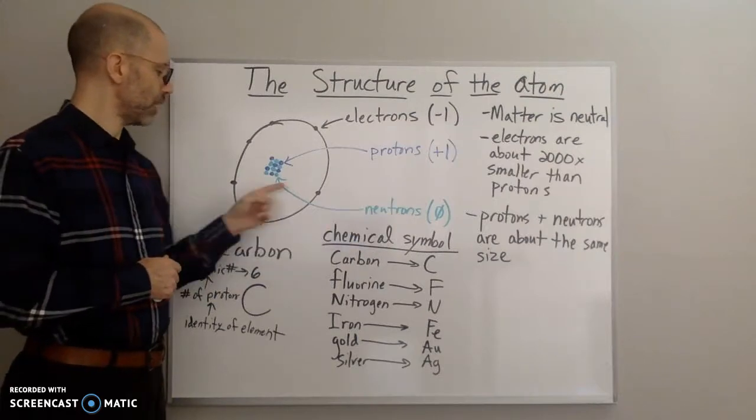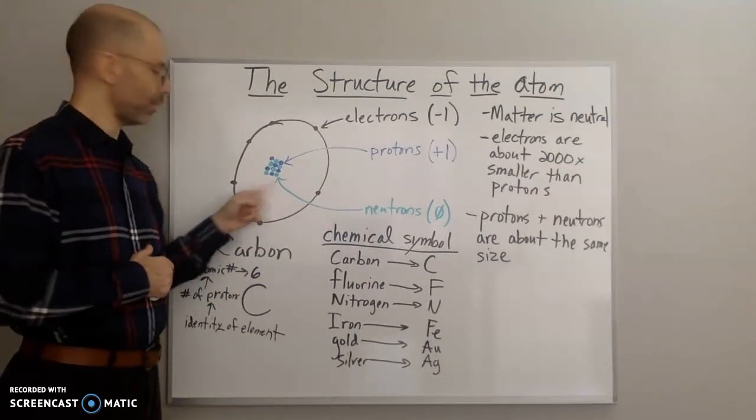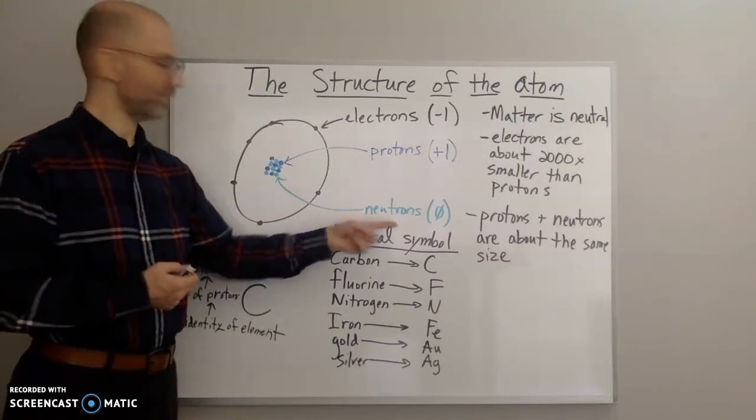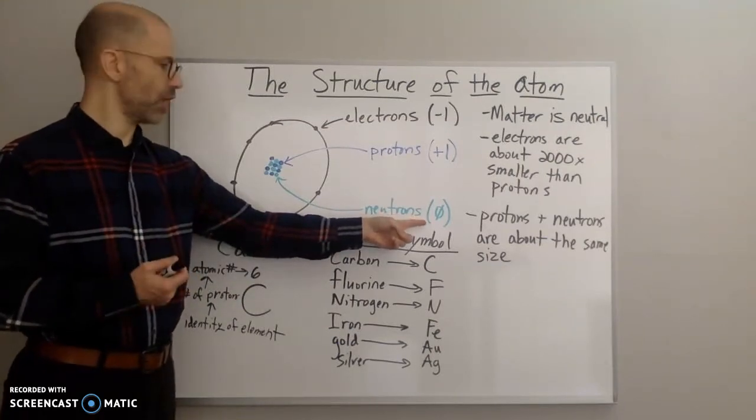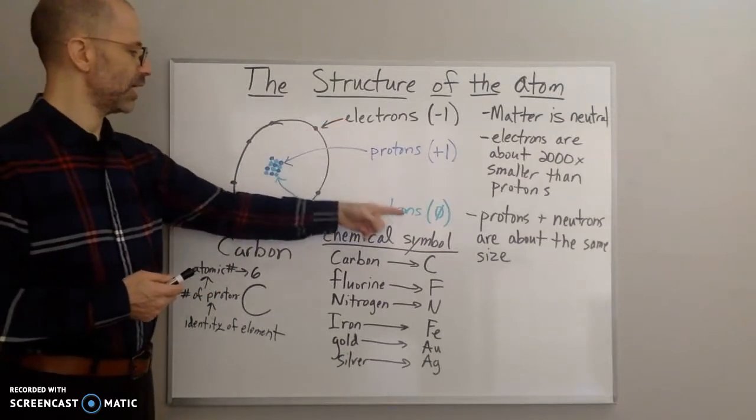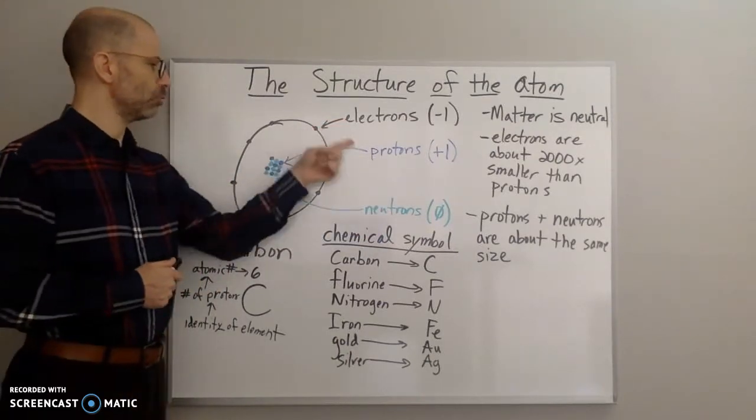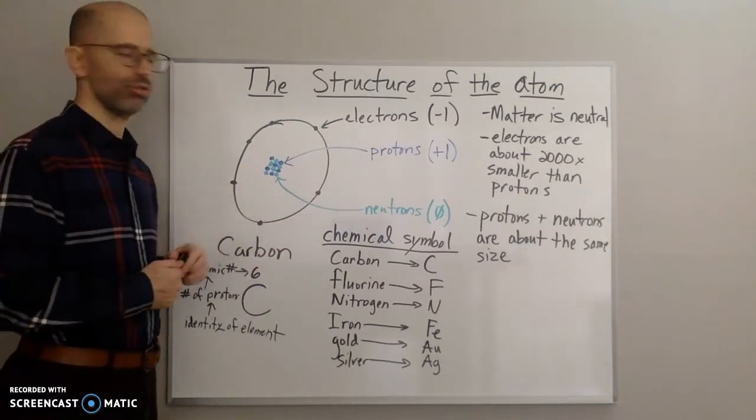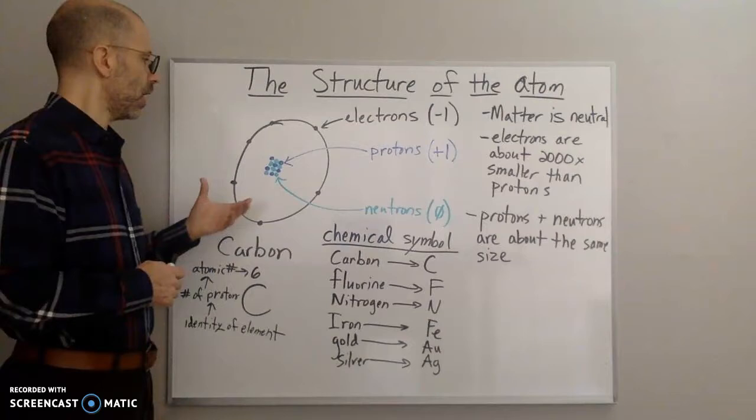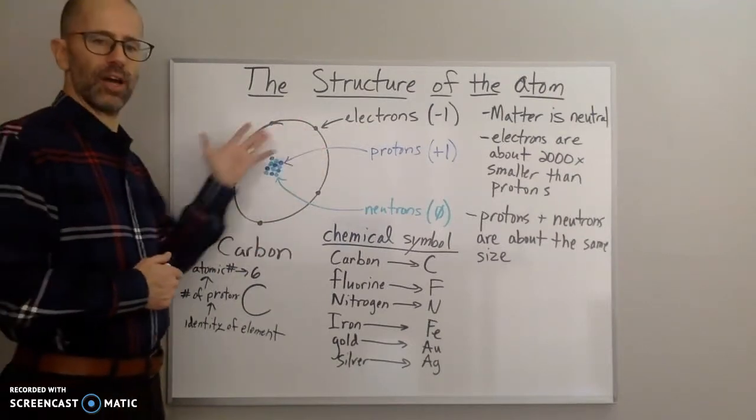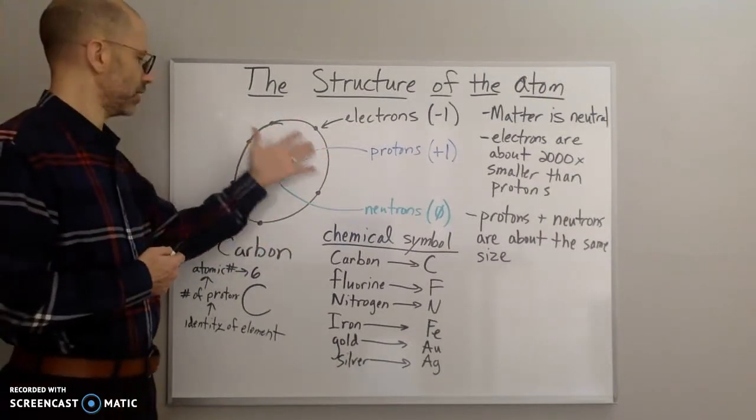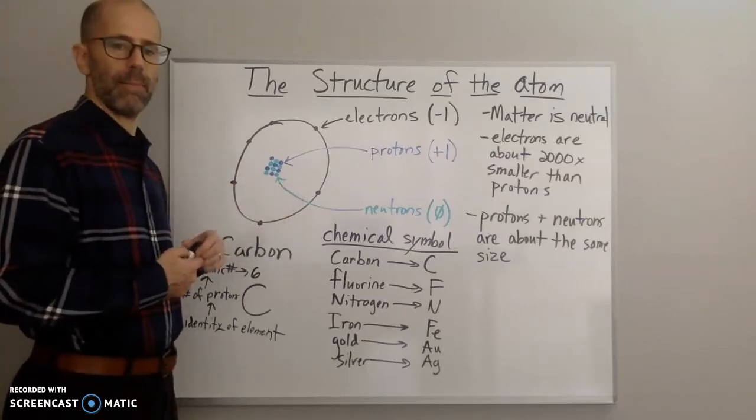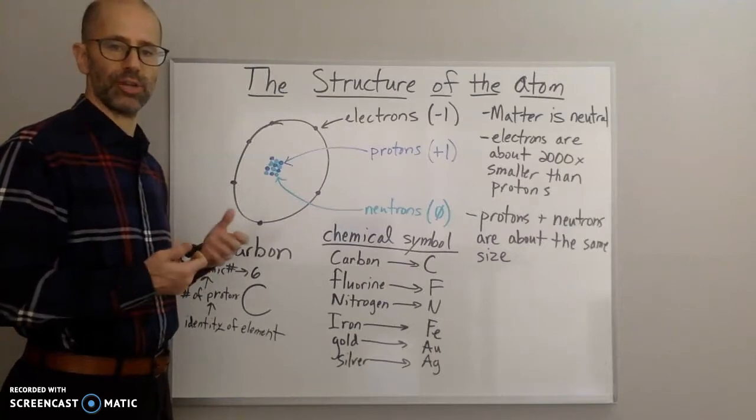And we have neutrons in the nucleus as well. And so neutrons, as the name implies, are neutral, which means zero charge. So we have electrons, protons, and neutrons. If you have an equal number of protons and electrons, then you have a zero charge atom. You have a neutral atom. So that is one of the reasons that the atom is neutral: you have a balance of charge between your electrons and protons.